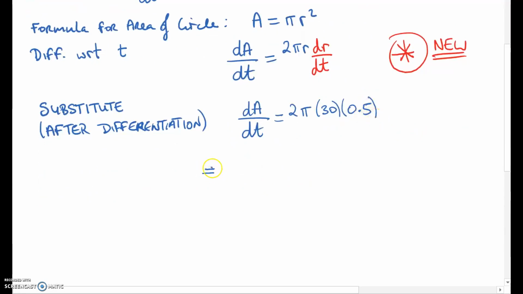Okay, so multiplying that out, dA dt will give you 2 by 0.5 is 1, so it's just going to be 30 pi. Now get your units right. The radius was measured in feet, and since this is area, it's going to be feet squared per second.